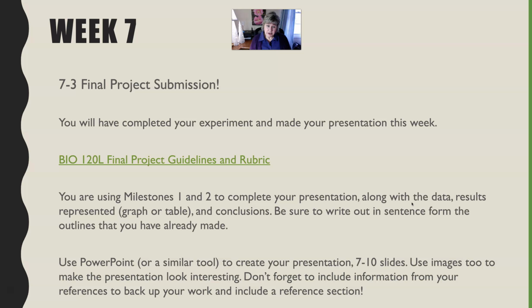If you're doing an air pollution project, show me smog. Just include graphics to make your presentation interesting, as if you were presenting this to a whole group of people. Don't forget to include the information that you've been looking up from your sources, because this helps to prove your case, basically, if other people have found this phenomenon to be true also. So don't forget to include that. Include a reference section. This doesn't have to be counted in the 7 to 10 slides. You can put speaker's notes on there. I will read those if you have those.